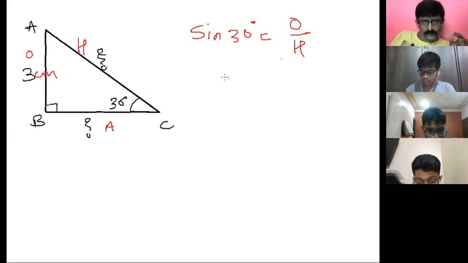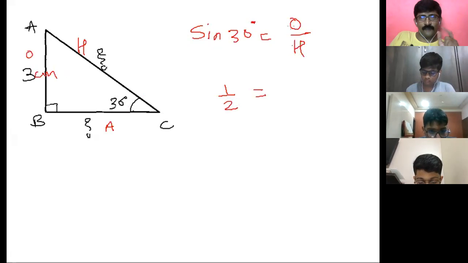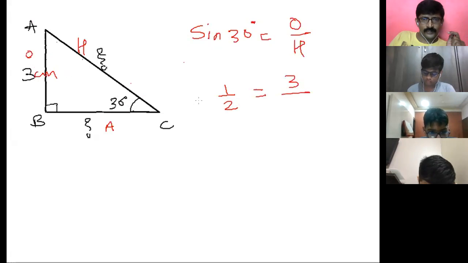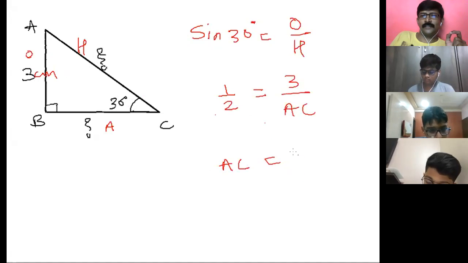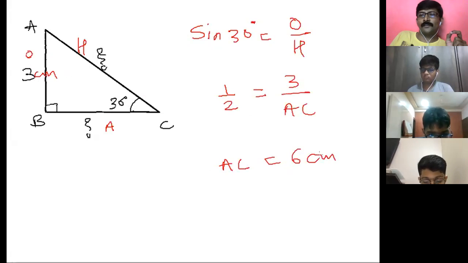Now, what is sine 30? Sine 30, we know it is half. What is the opposite side? That is 3. And what is the hypotenuse over here? That is AC. So, students, AC will become 6 units. Are you understanding? 6 centimeter.